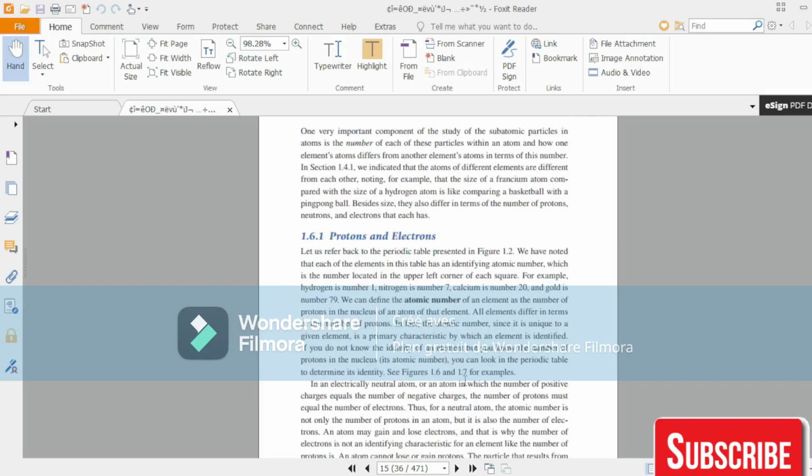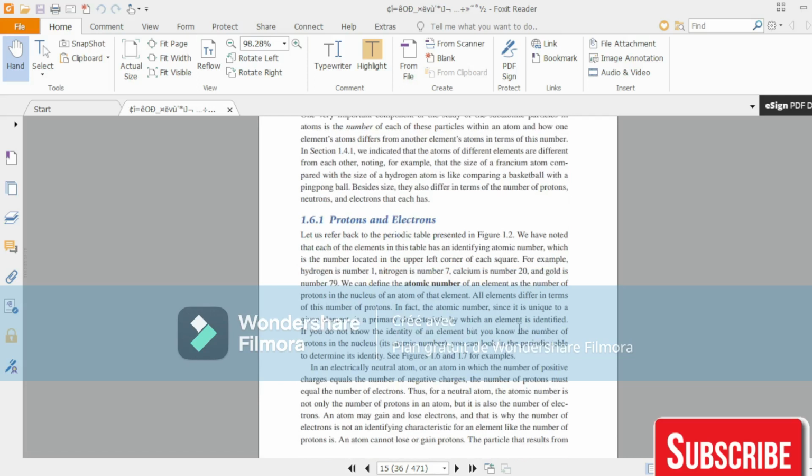So, for the protons and electrons, let us refer back to the periodic table presented in figure 1.2. We have noted that each of the elements in this table has an identifying atomic number, which is the number located in the upper left corner of each square. For example, hydrogen is number 1, nitrogen is number 7, calcium is number 20, and gold is number 79. We can define the atomic number of an element as the number of protons in the nucleus of an atom of that element. All elements differ in terms of this number of protons.